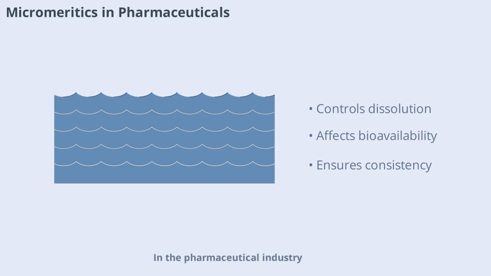In the pharmaceutical industry, micromeritics is essential for designing effective drug formulations. Particle size and surface area influence dissolution rates, bioavailability, and stability. Proper control of these properties ensures that medications are safe, effective, and consistent from batch to batch.